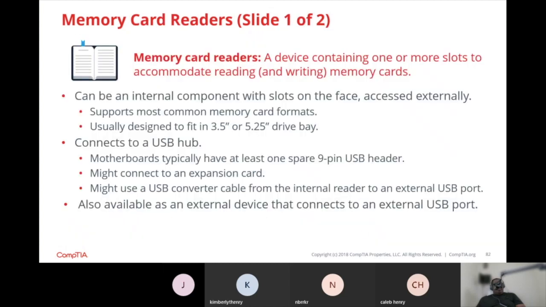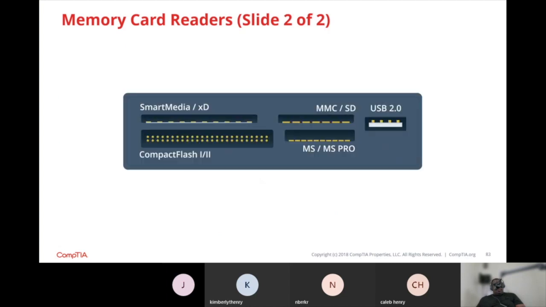Memory card readers connect to a USB hub. They're also available as an external device that connects to an external USB port. This is what they look like, meaning that I can read smart media or the XD card or the compact flash or micro SD, MMC SD cards, or USB 2.0.